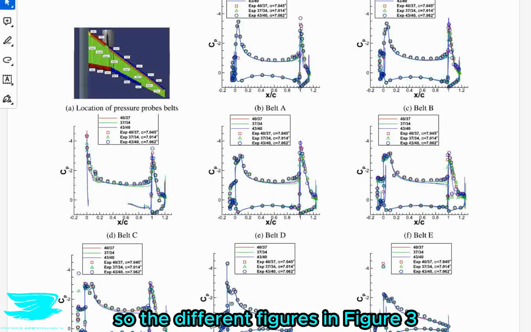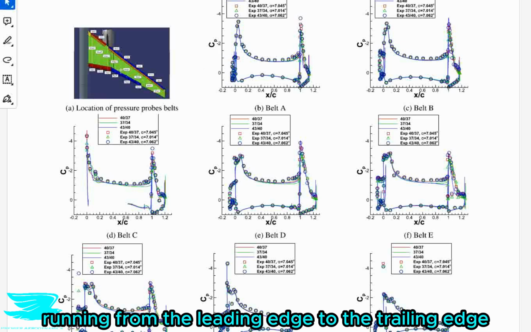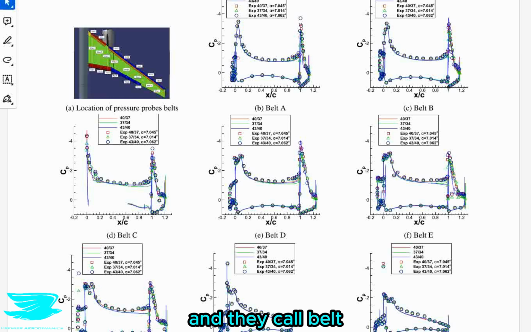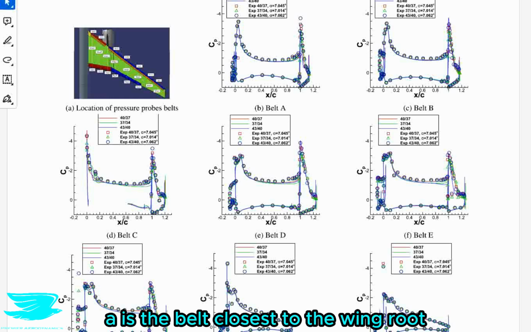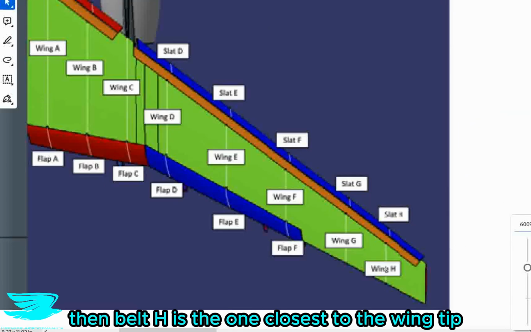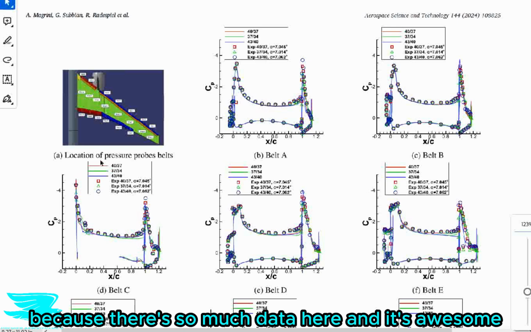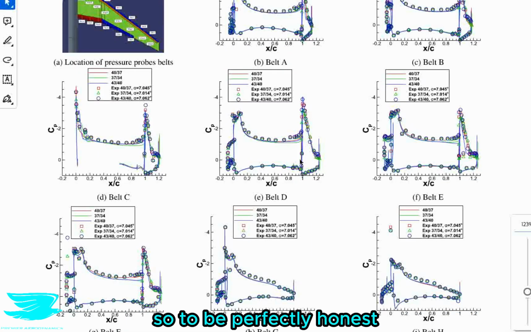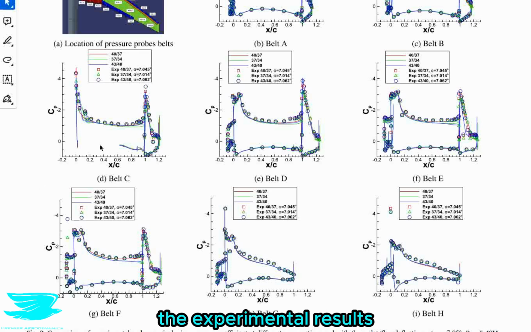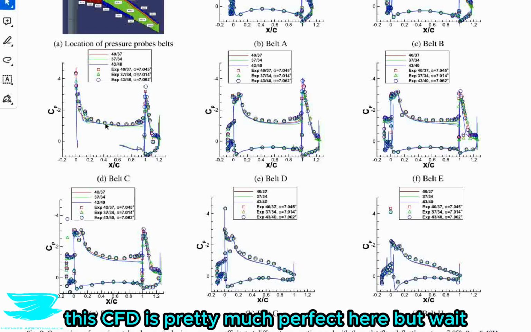So the different figures in figure 3 correspond to the different locations along the wing. They call them belts, which I guess makes sense because they are strips running from the leading edge to the trailing edge as you go from the root to the wingtip. And they call belt A the belt closest to the wing root, sorry. So this one here. Then belt H is the one closest to the wingtip, and then all the rest fall in between. So I still can't get over how thorough the validation is though, because they have so much data here, and it's awesome. So to be perfectly honest, there isn't really anything to talk about here because the CFD very closely mimics the experimental results. That's great. That literally means that at this 7.05 degree angle of attack, this CFD is pretty much perfect here.